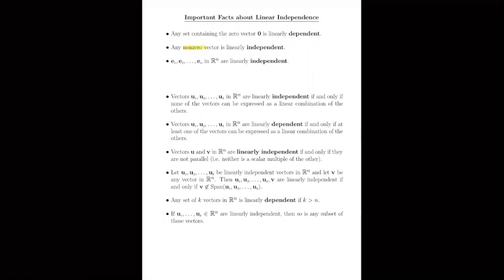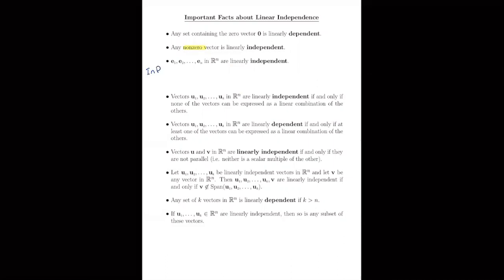Next, we have a very important example. Recall the standard unit vectors E1 up to En in Rn. These are the vectors that have zeros in all entries, except in one entry there is a 1. And the subscript tells us which entry that 1 is in. Well, the standard unit vectors are linearly independent. Let's take a look at an example.